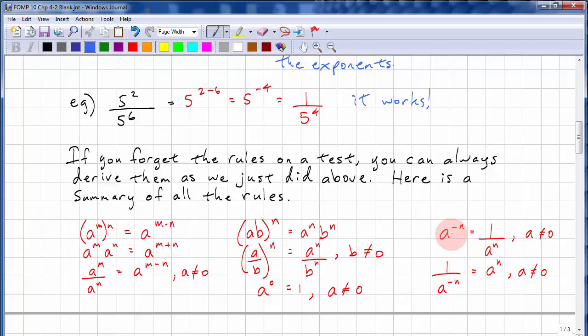If we have a to the power of minus n, that's the same as 1 over a to the power of n. And again, a cannot be 0. And 1 over a to the power of negative n, so we can have a negative in the denominator, this is simply a to the power of n. And again, a does not equal 0.